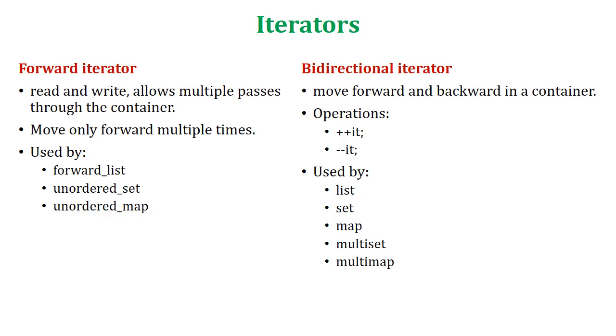Next one is the forward iterator. Read and write. It allows multiple passes through the container. It will move only forward, multiple times. It is used by forward list, unordered set, unordered map. And next one is the bidirectional iterator. It will move forward and backward in a container. The operations are increment and decrement. It is used by list, set, map, multiset, and multimap.